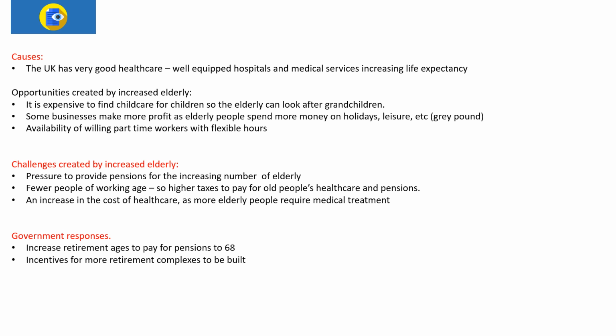Some of the government's responses to an increased number of elderly people is to increase the retirement age to pay for pensions to 68. And there's also lots of incentives for construction companies to build more retirement complexes. So that encourages elderly people to move out of large family homes and into smaller apartments which are suited to their needs. These often provide minibuses taking them on supermarket trips. They often provide services such as nurses and hairdressers and leisure facilities and things like that.